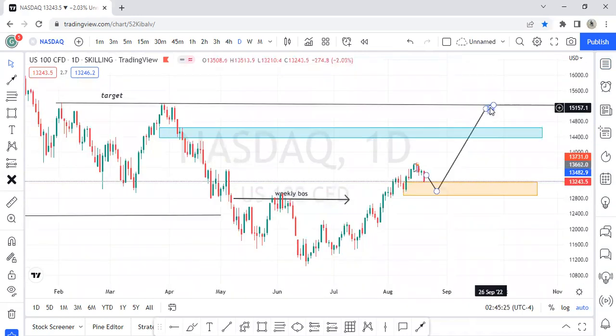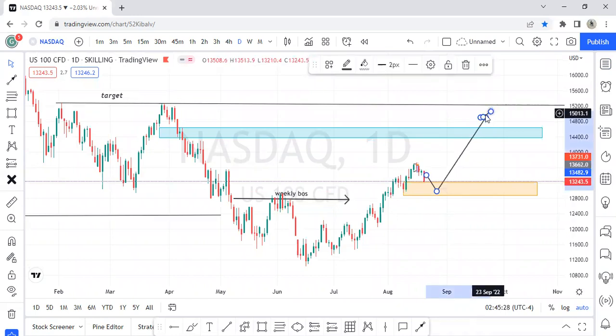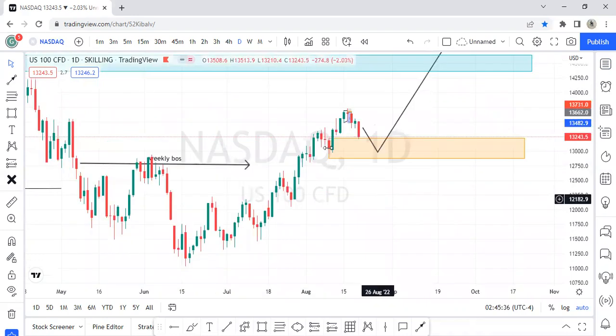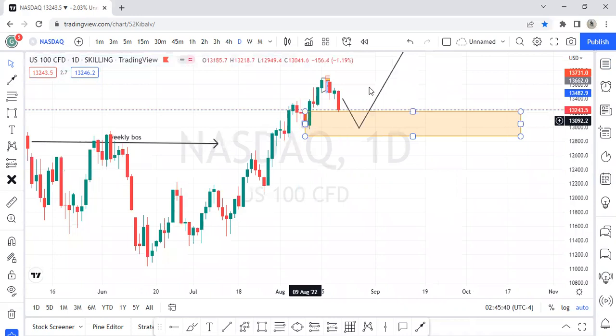So this will be my short-term target, and then my overall target is this relatively quiet area. Now I'm looking at the daily time frame. This was the last push down before the break up. By looking at this chart, I cannot find any imbalance for the market to go lower.